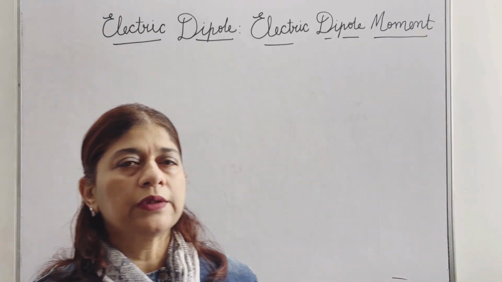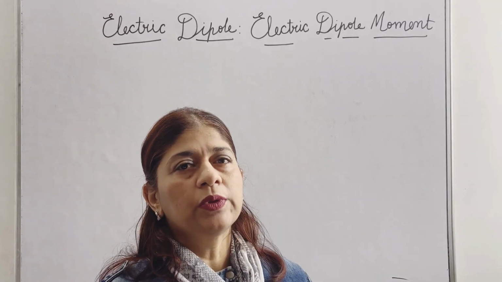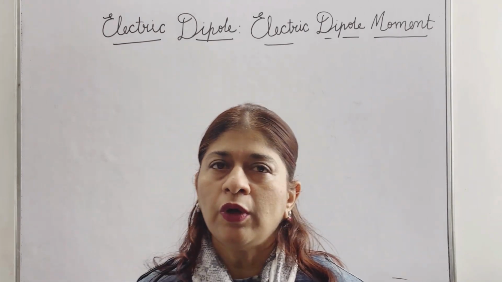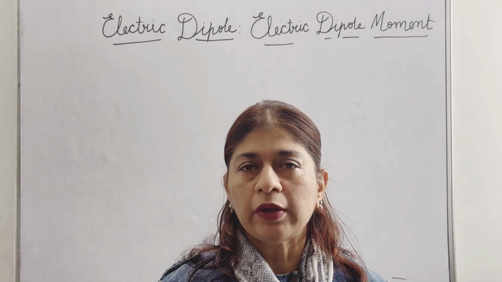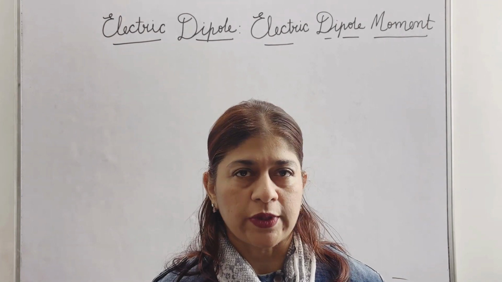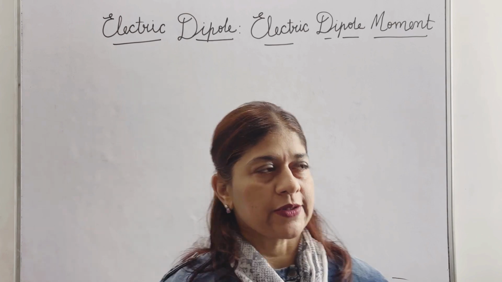Today I am going to take the topic of electric dipole. Basically, an electric dipole consists of two charges that are equal in magnitude but opposite in nature, and they are separated by a very small distance.